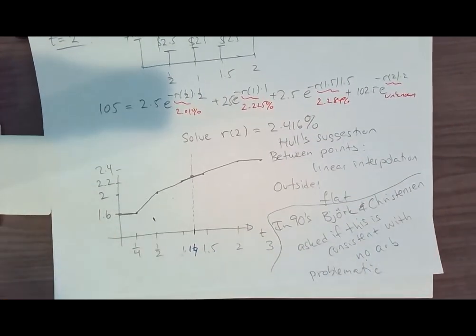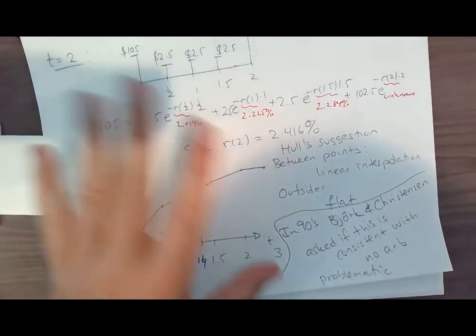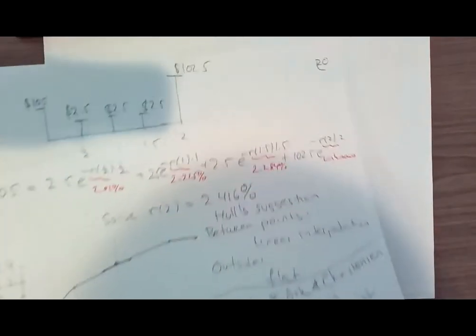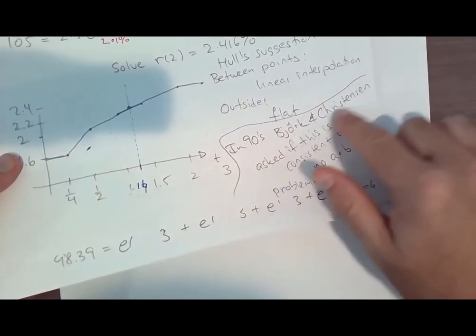But from a theoretical point of view, Thomas Björk and Ben Christensen pointed out you have to be a lot more careful about doing this if you want to be consistent with no arbitrage. So this will take us far outside the scope, but if you're interested, just look up the two of them. They only wrote this one paper together, so it's an easy reference to find.